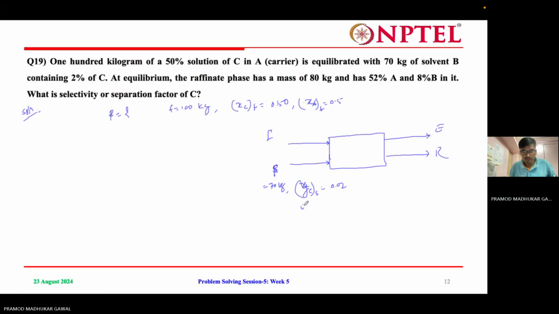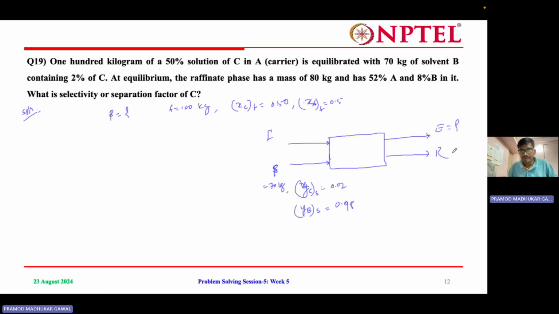So Y B in the solvent 0.98, right? One minus this, so we'll get the mole fraction of the solvent in a solvent stream. So here E did not given, so we have to calculate, right? And also all the compositions we have to calculate in terms of the mole fractions.